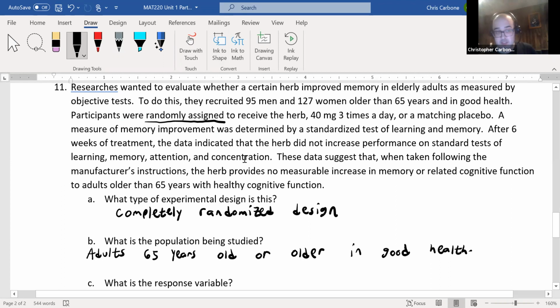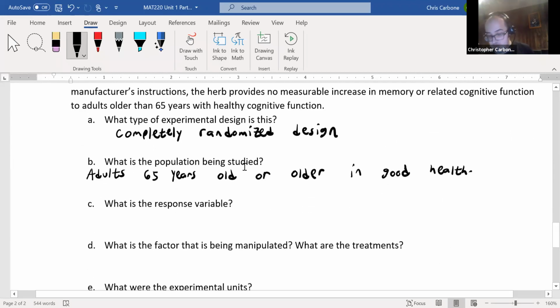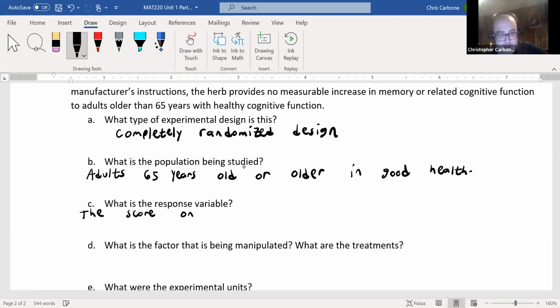For part C, we want to know what is the response variable. So this would be the score on the standardized test for learning and memory.